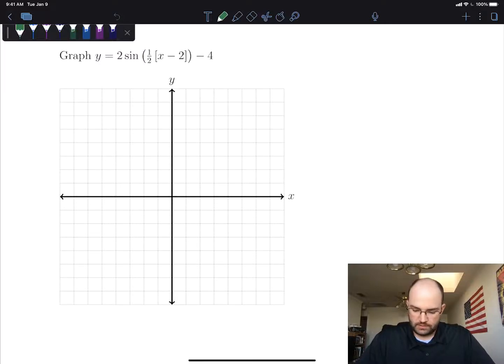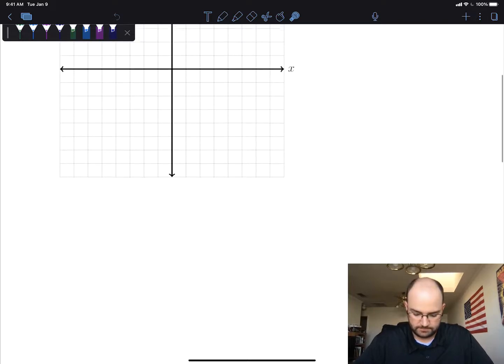Hello. In this video, we want to graph y equals 2 sine of 1/2 times x minus 2 minus 4. Now, this is already in the standard form that we need it to be because there's a 1 in front of the x, 1/2 in front of all of this, and then all of this is part of the argument. Now, this is the first time we're combining all the transformations into one.